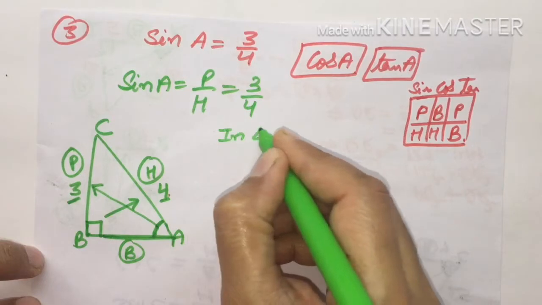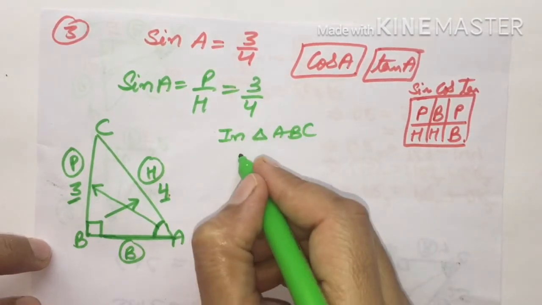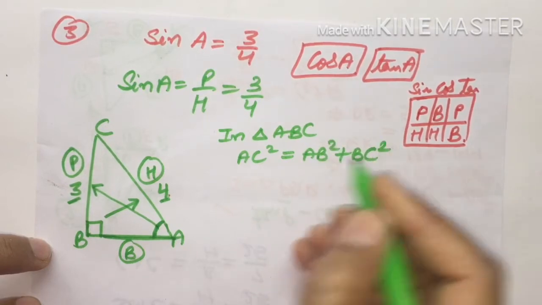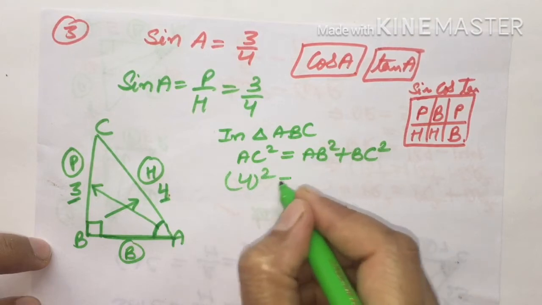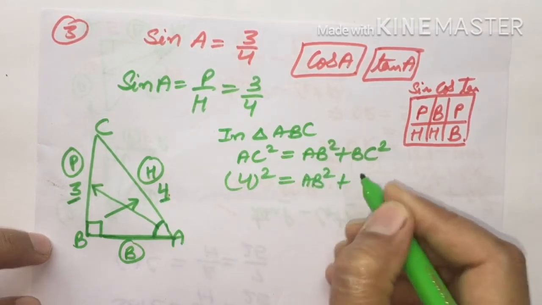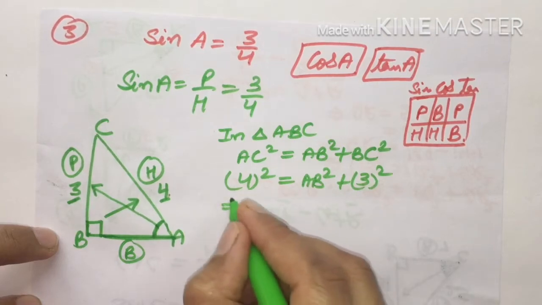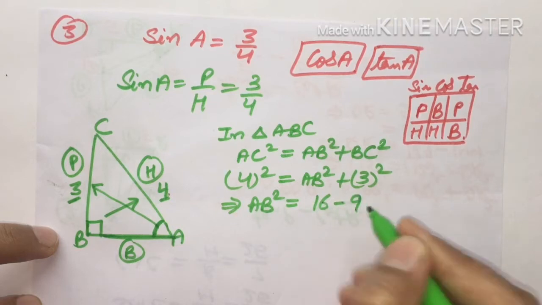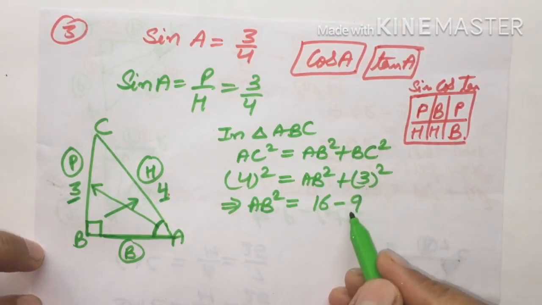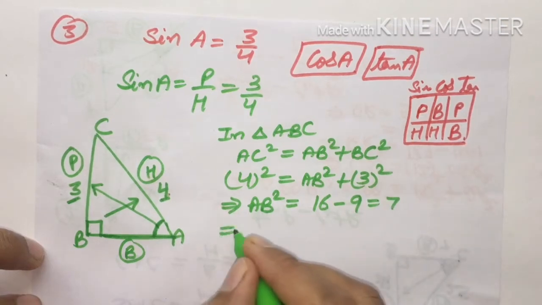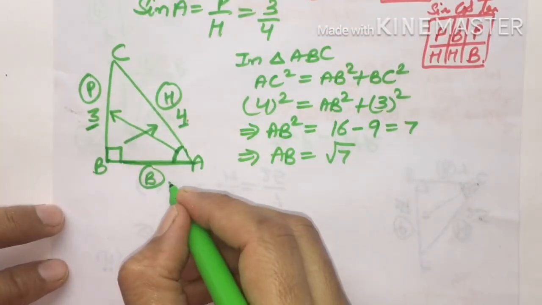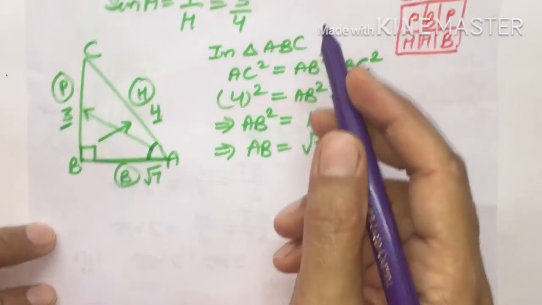So in triangle ABC, AC square is equal to AB square plus BC square. AC is 4, square of that. AB we don't know, and BC is 3. So we can find out AB square is equal to 16 minus 9. 16 is 4 square and 3 square is 9. So it will be 7. So value of AB is root 7. So now we know that base is root 7.